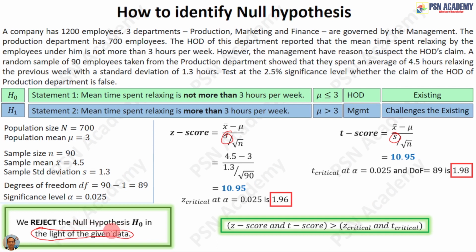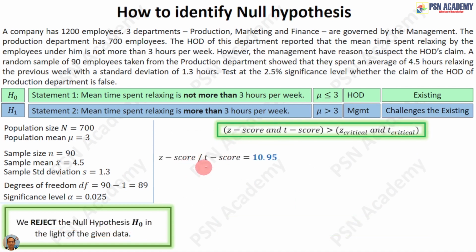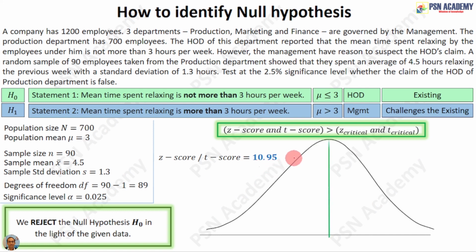So let us see graphically how it looks. You see here, z-score and t-score both are 10.95. If you draw the figure like this, then this is our mu, that is the mean, equal to 3. And here the z is 0. So this point is actually coinciding with the mu. There is no deviation, so z is 0. Now suppose this point here, this z critical, is 1.96. Then this area will be the rejection area, right? So your score is 10.95. That means it is far beyond this point, 1.96, and it falls inside the rejection area, right? So that is why you are rejecting the null hypothesis based on the given data, right?